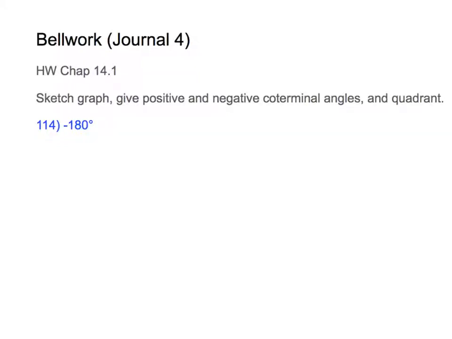Okay, so we are on journal 4 here, last journal for this section, and I'm going to be doing some problems for our bell work from chapter 1. So I picked 104. All you got to do is sketch a graph, give a positive and coterminal angle, and then find what quadrant it is.